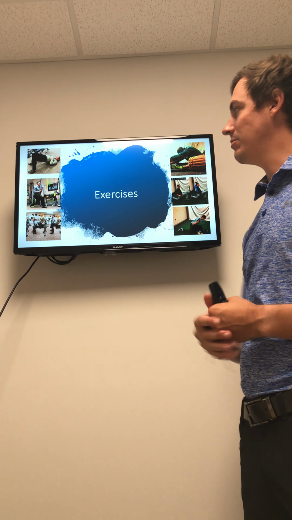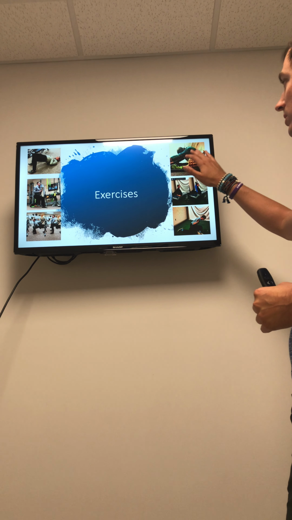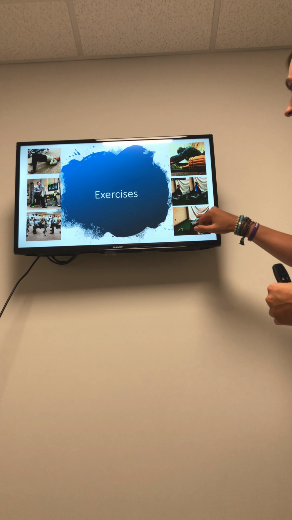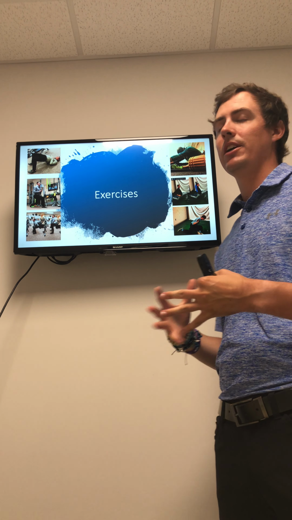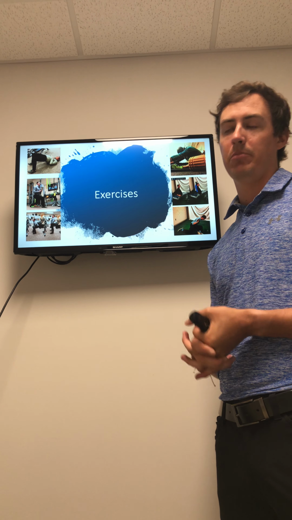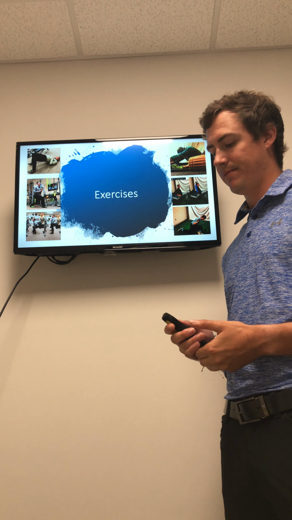So doing some deadlifts, foam rolling and stretching will go a long way. Stretching the glutes, stretching the hip flexors as well. Any of the big major muscle groups are going to have a big impact on a healthier body.